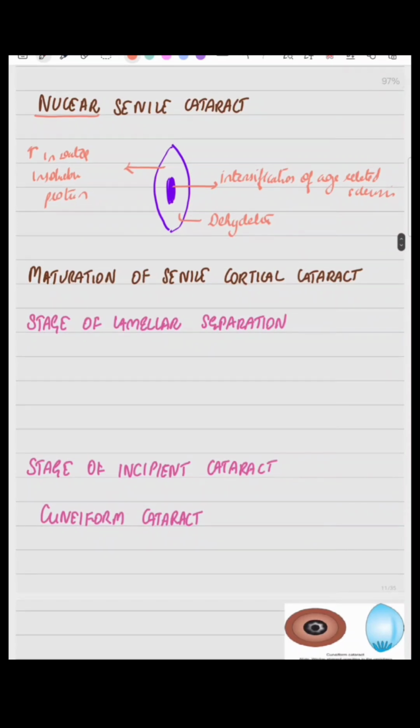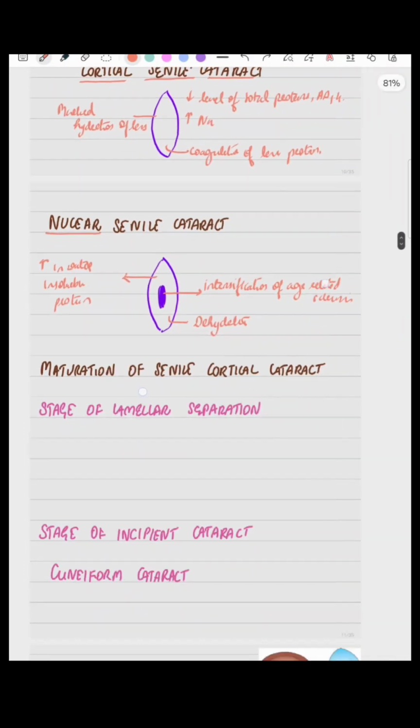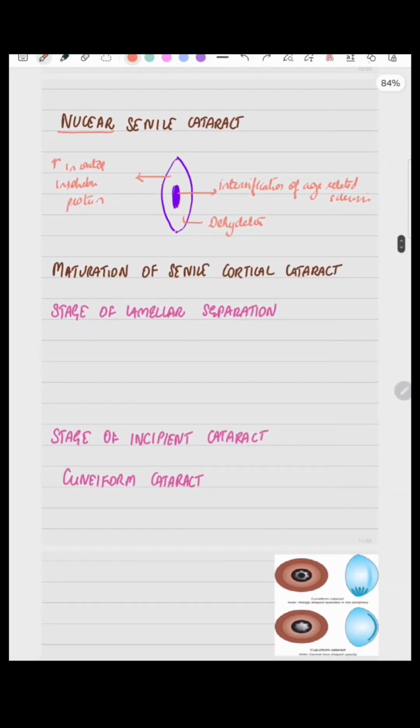Now coming to maturation of senile cortical cataract. First is the stage of lamellar separation. It is the earliest change, with demarcation of cortical fibers. It is demonstrated by slit lamp examination only. The changes are reversible.